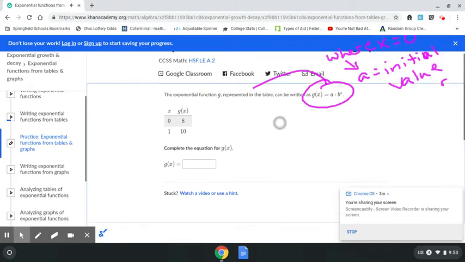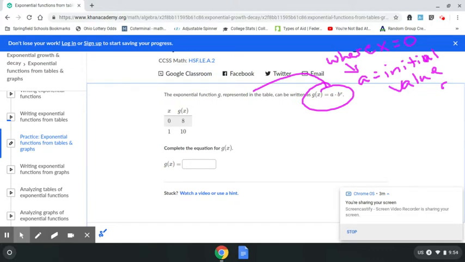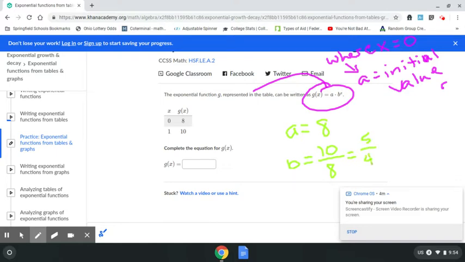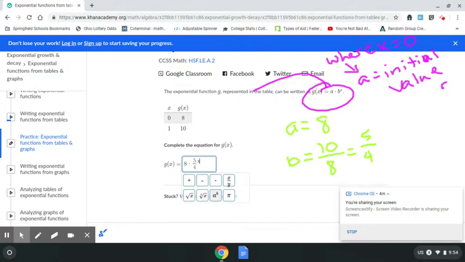Final one, here we go. This one's a table, so this one comes right out and gives it to us. For a, what is the value when x is equal to 0? That's 8. To find b, I figure out the new value, which is 10, divided by the old value, which is 8. Pull a 2 out of the top and bottom, that's 5 over 4. Go to my box here, that's 8 times, type in my fraction, 5 over 4. I raise that to the x power, and we check it out.